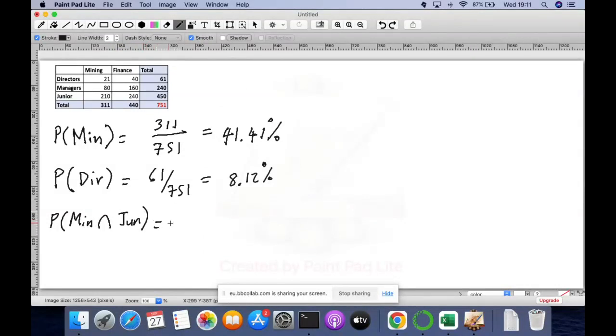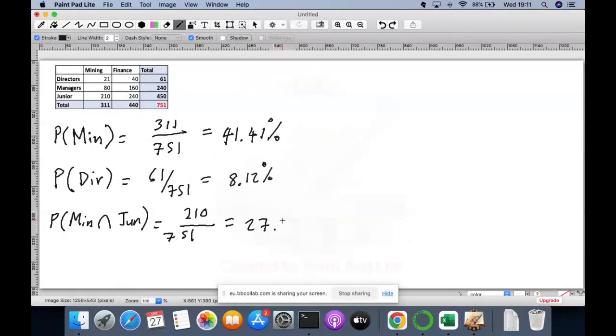So now you would look at how many occurrences we have of juniors in the mining sector, or in other words, how many juniors do we have in the mining sector? And that's where they intersect. If you look at where mining is, if you run your pen down here, and where it intersects junior, that's 210. That's the number of occurrences. And once again, you divide by the grand total, 751. And that'll give you a percent of 27.96%.